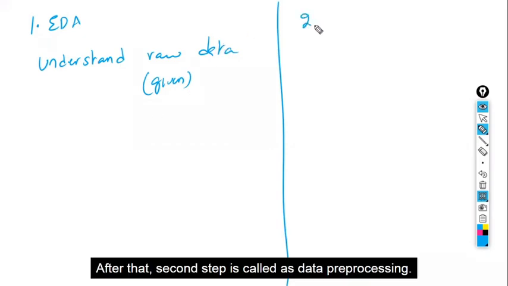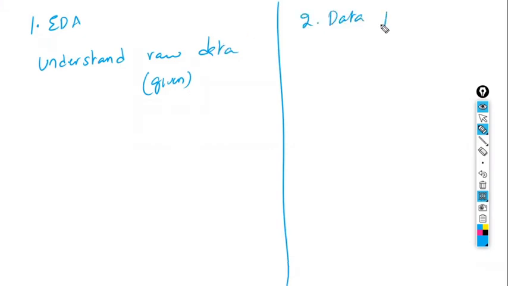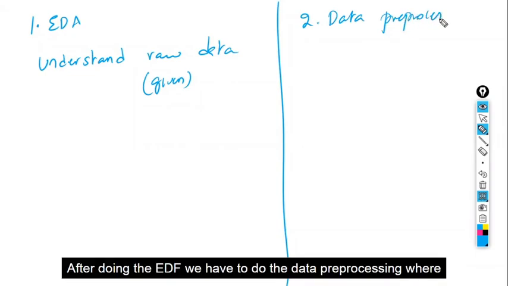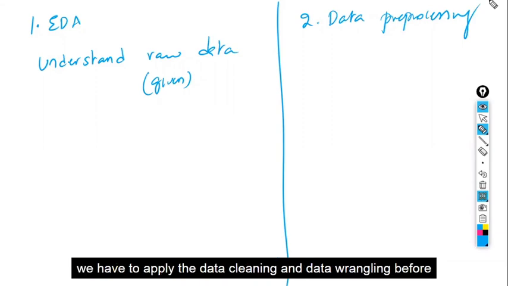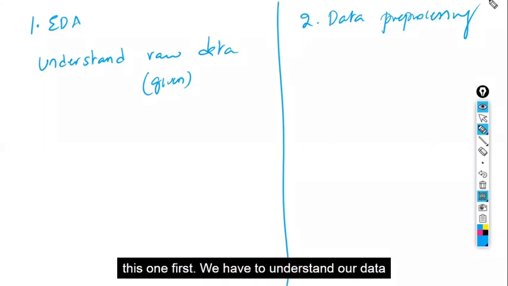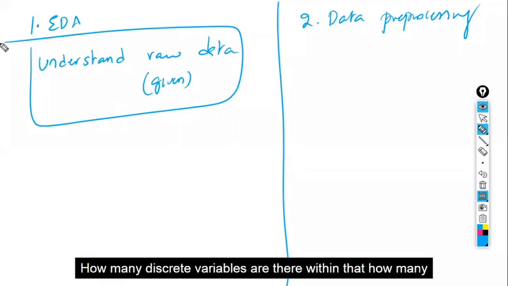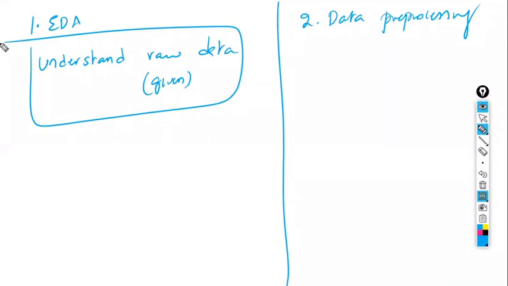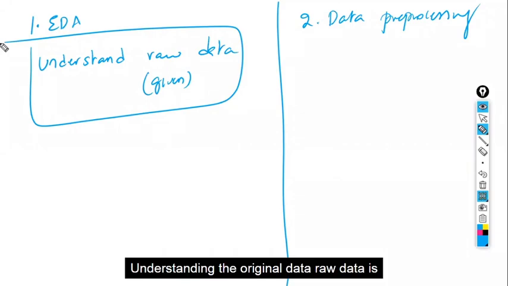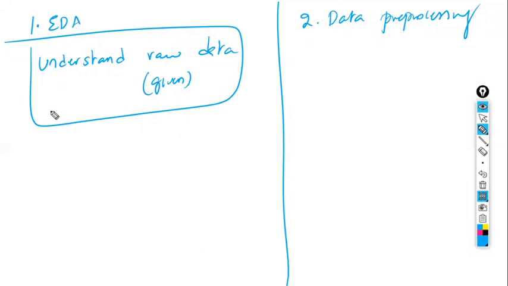After that, the second step is called data pre-processing. After doing the EDA, we have to do the data pre-processing, where we apply data cleaning and data wrangling. Before this, first we have to understand our data. In our data, how many continuous variables are there? How many discrete variables are there? Within that, how many of them are skewed? How many of them are normal? Understanding the original raw data is called EDA.